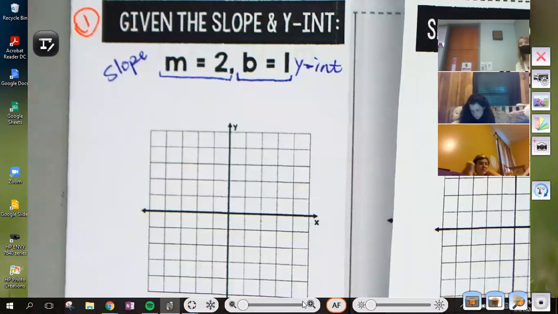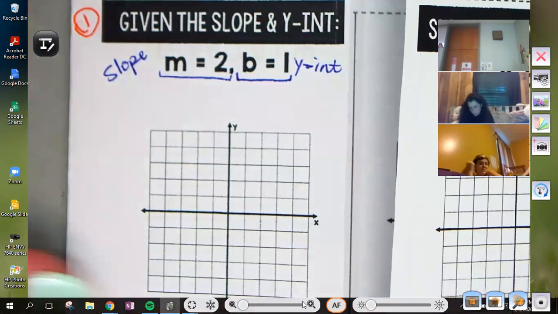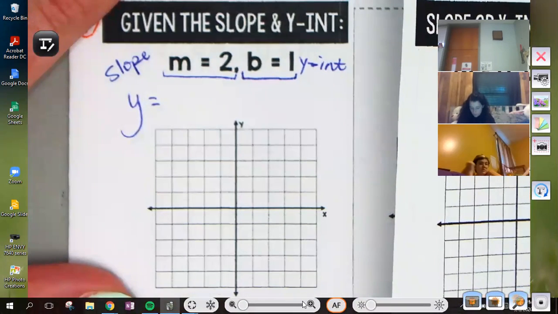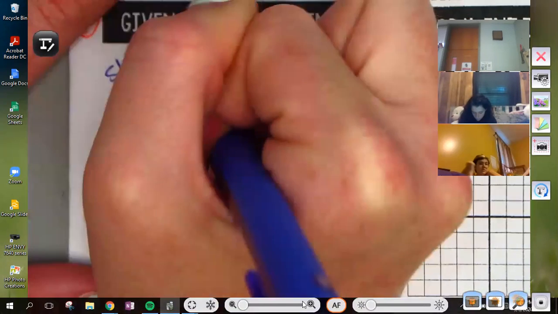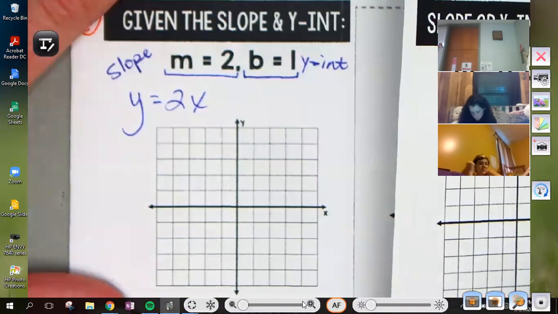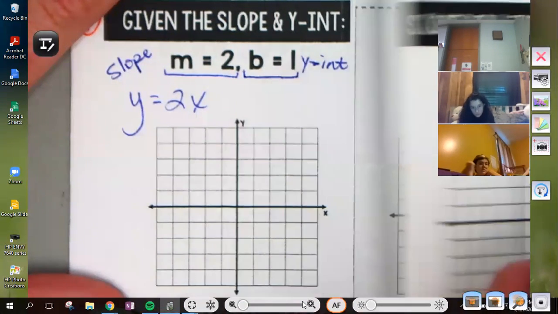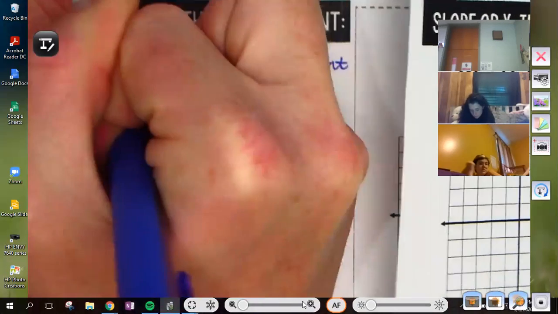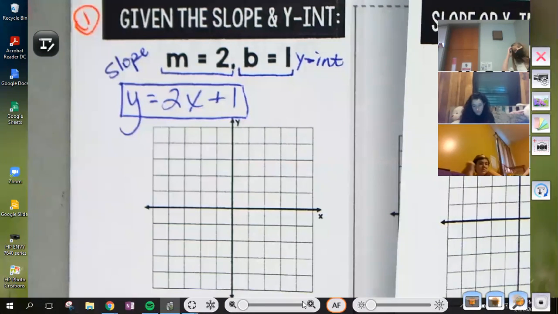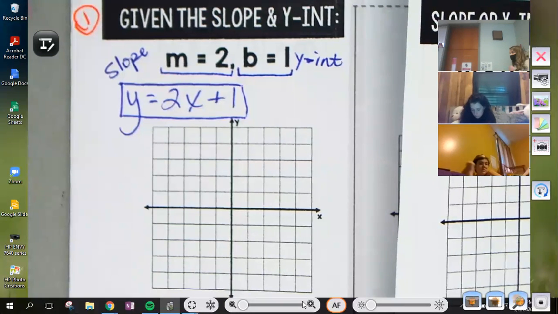Okay, so do we have the two things that we need in order to write it in slope-intercept form? Yes. So we start out with y equals. Okay, so m is 2x. And then we have a positive 1, so plus 1. All right, so it's easy writing the equation, right? Okay, so let's see if we can graph it.